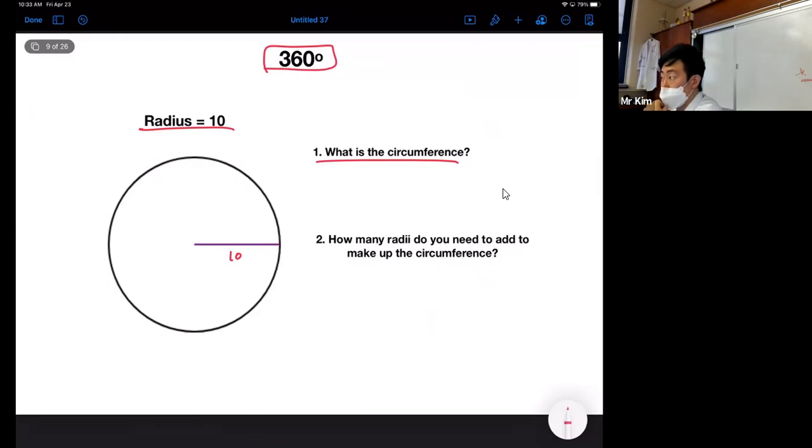That's area. Oh. 2 pi r. Okay, 2 pi r. Guys, the definition of pi is circumference divided by the diameter.